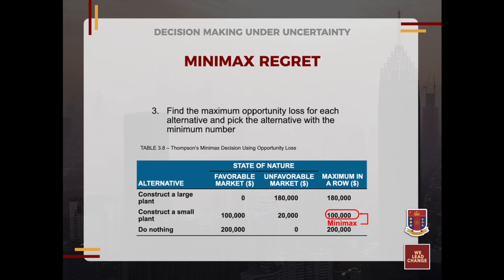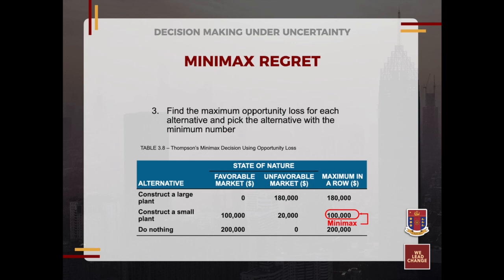For do nothing, you would have made an opportunity loss of $200,000 because you did nothing, instead of constructing a large plant that could have given you a payoff of $200,000. Now, for the unfavorable market, if you chose to construct a large plant, that would have made you lose $180,000 as opposed to doing nothing, because it is an unfavorable market.